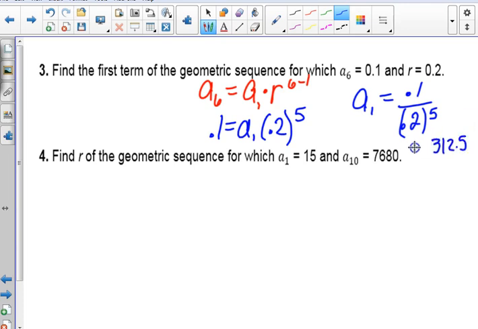Do I need to change that to a fraction? No, it's exact. You can if you want, but nope. Yes, 625 over 2 is right.